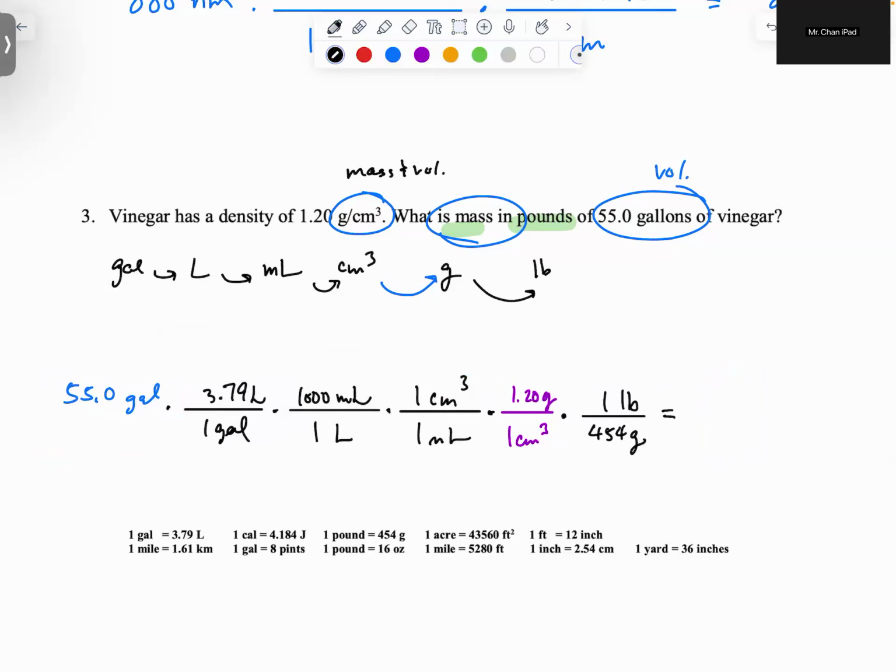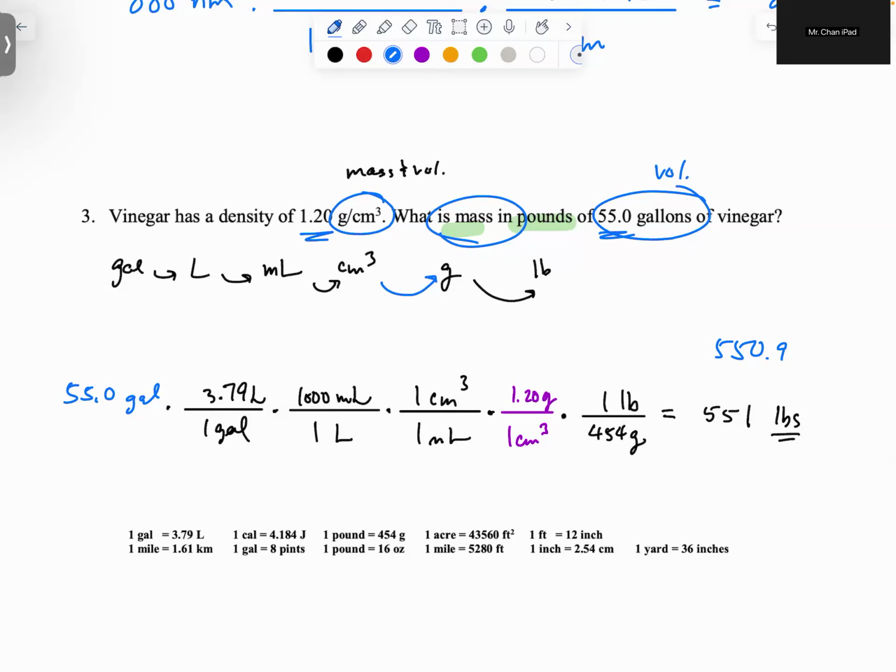55 times 3.79 times 1,000 times 1.2, and divide by 454. So I've got 551 pounds. On my calculator, it says 550.9. Since we only need 3 significant figures, and both of these two numbers have 3 significant figures, we have 551 as our final answer.